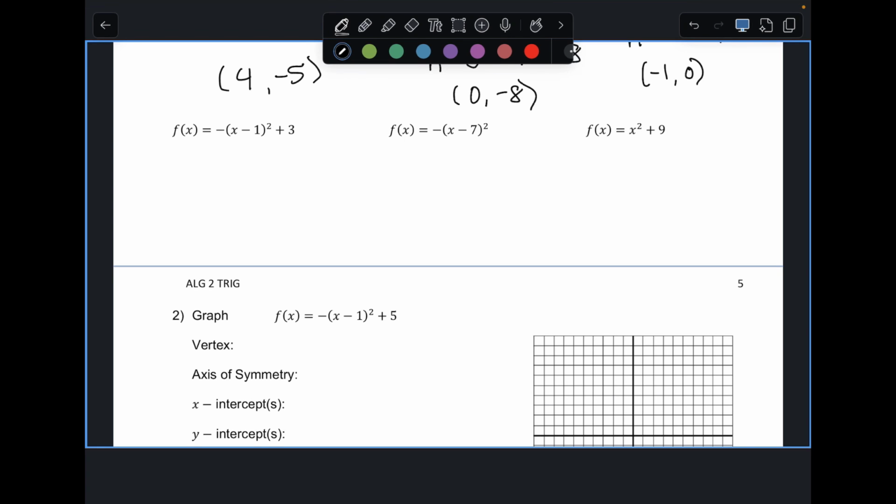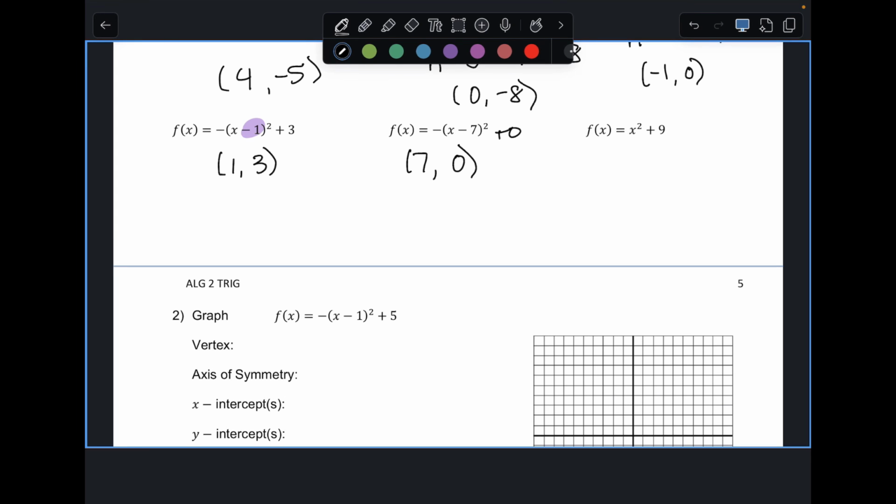Natalie, what'd you get for your first vertex? I agree. 1, 3. You just got to flip the sign on the -1. 1, 3. May, what'd you get for the second one? I got 7. Perfect. 7. And then this is really a +0 on the side. So 7, 0.